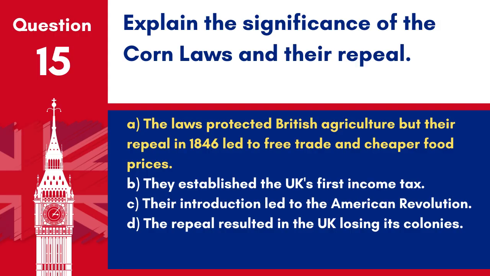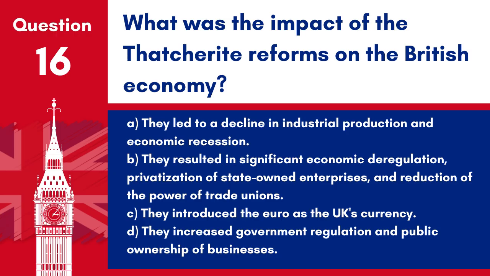Answer: A. The laws protected British agriculture, but their repeal in 1846 led to free trade and cheaper food prices. The Corn Laws were tariffs and restrictions on imported grain, and their repeal marked a significant move towards free trade. Question 16. What was the impact of the Thatcherite reforms on the British economy?